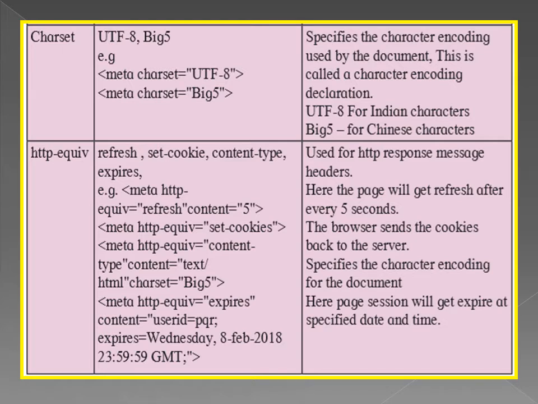Next is http-equiv. First one is refresh, then set-cookie, content-type and expires. So these are the values of http-equiv. For example, first meta http-equiv equal to refresh and content equal to 5, which means it is used to refresh your web page after every 5 seconds. After every 5 seconds your web page will get refreshed.